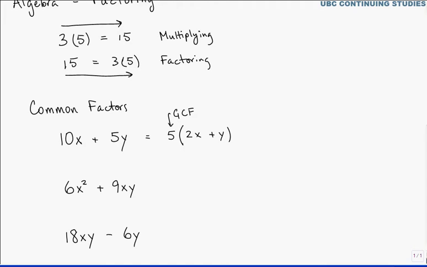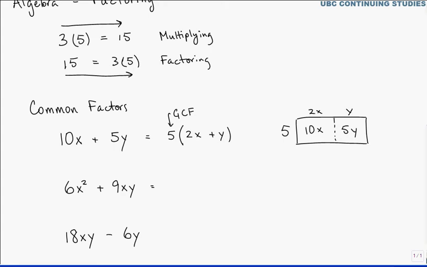And again, if you want to verify that you've factored it correctly, just multiply it. The multiplying should be pretty straightforward. You can do it as an area model if you like. You can take the 5 and multiply it by 2x plus y, and make sure you actually get back what you started with. 5 times 2x is 10x, 5 times y is 5y, and sure enough you have the expression that you started with. So let's do that for the next two.